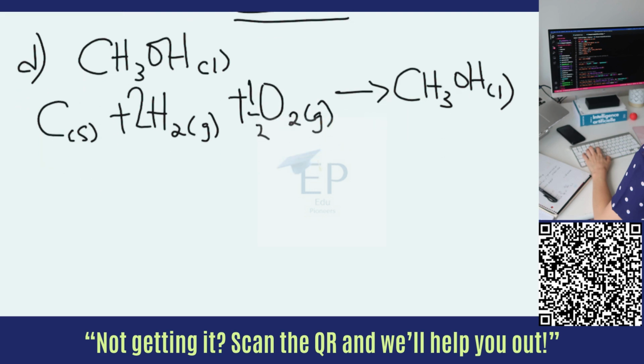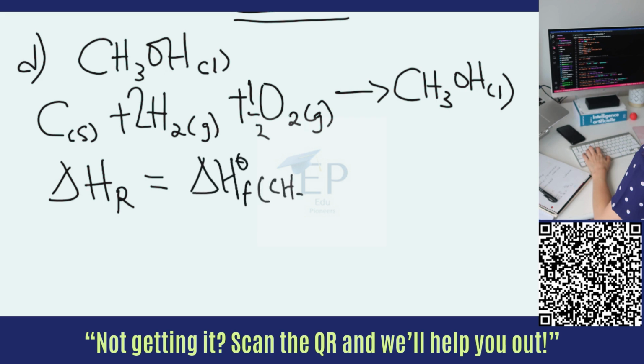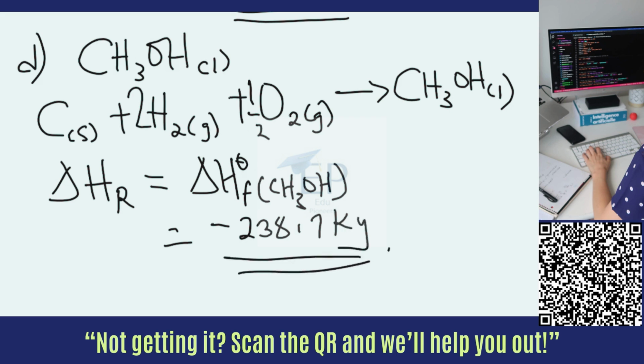At the end of the day, the enthalpy of the reaction, the heat of the reaction, will be equal to the enthalpy of formation of methanol. And when you check that on the standard table for methanol, you're going to have minus 238.7 kilojoules. Remember, it has to be liquid methanol, so you have to be very careful. You also see gaseous there. So it's minus 238.7 kilojoules. That's the answer, right?